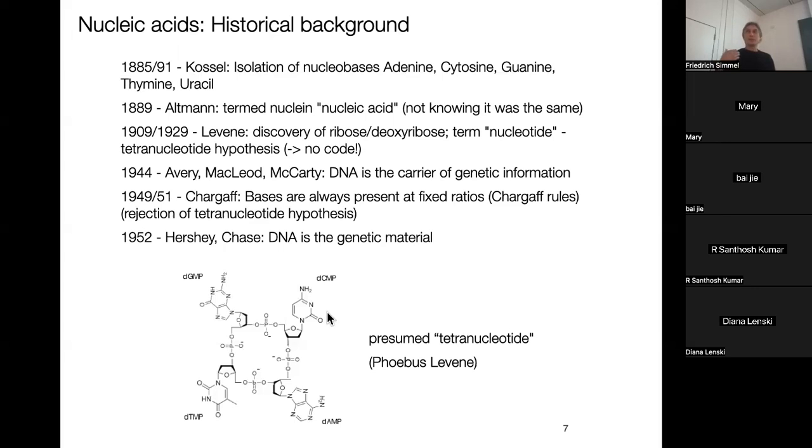In particular, what you find is that you have the same number of A's as T's and the same number of G's and C's because they base pair. And that is then called the Chargaff rule, that the bases are present at fixed ratios. And the ratio is not 1 to 1 to 1 to 1.